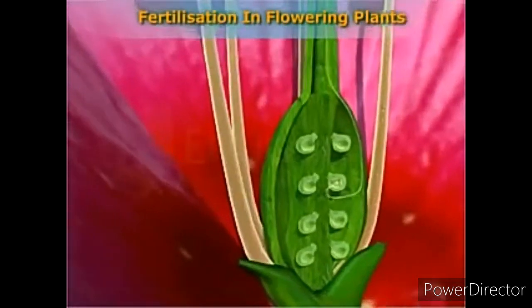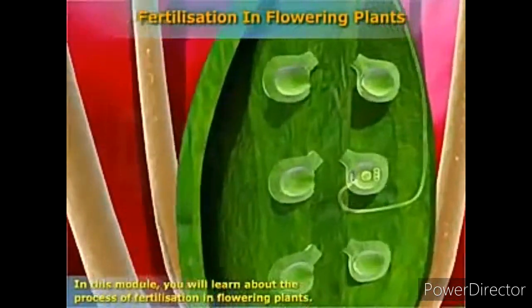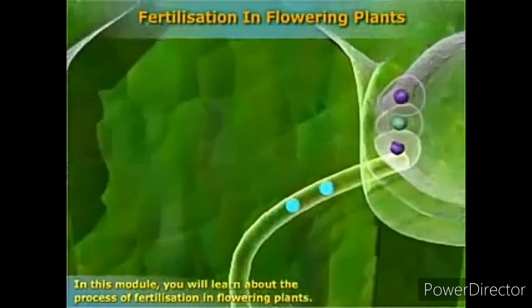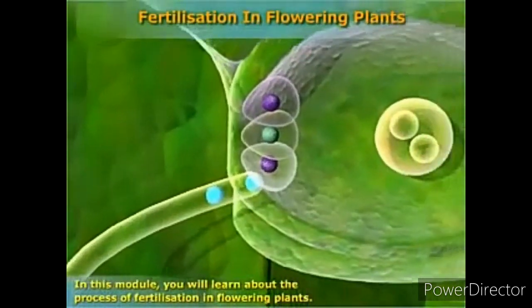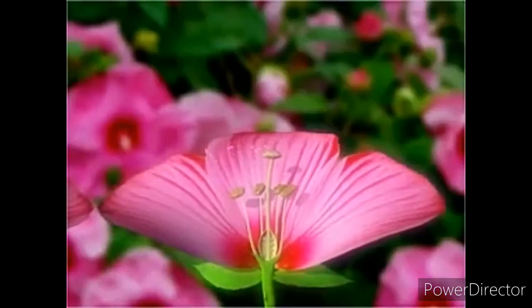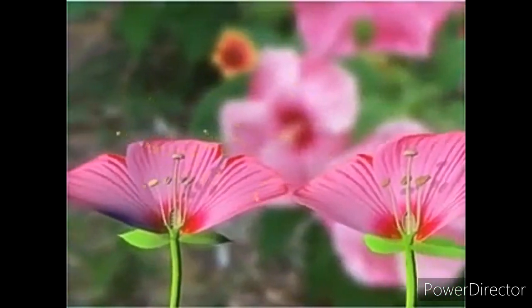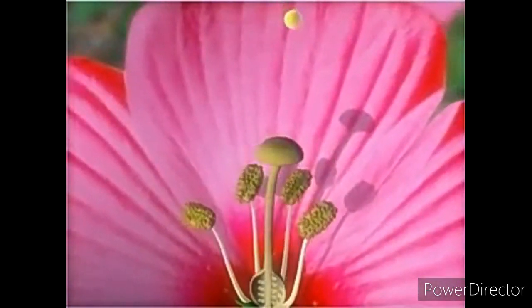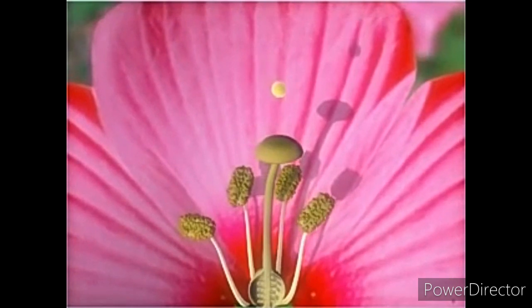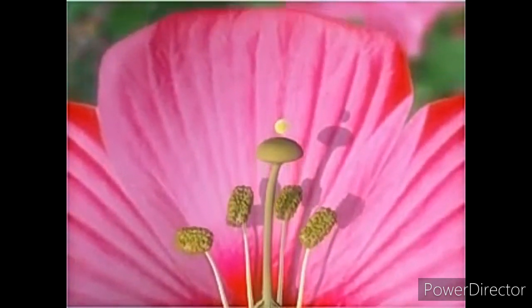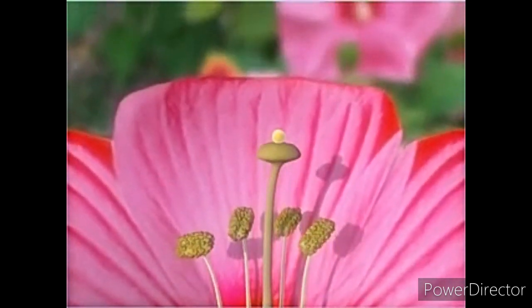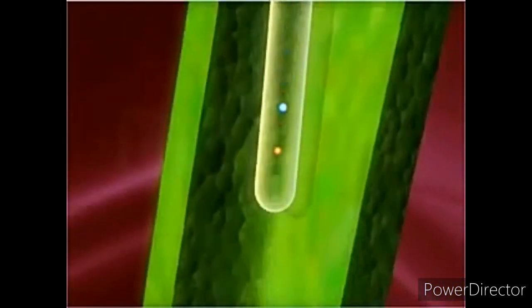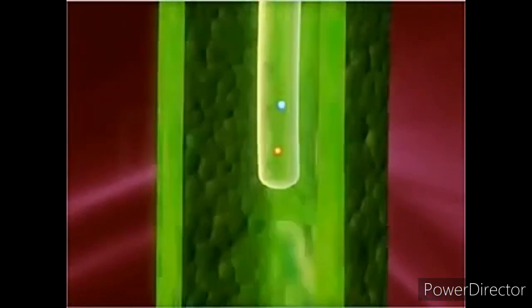Fertilization in flowering plants. In this module, you will learn about the process of fertilization in flowering plants. Fertilization in flowering plants is defined as the fusion of the male gamete carried by pollen with a female gamete present in the ovule to form a diploid zygote, which later develops into an embryo.